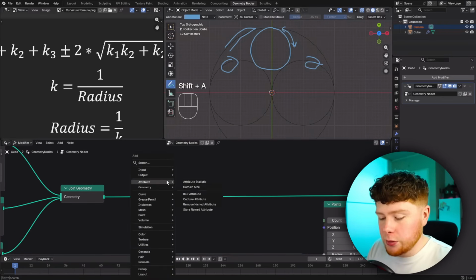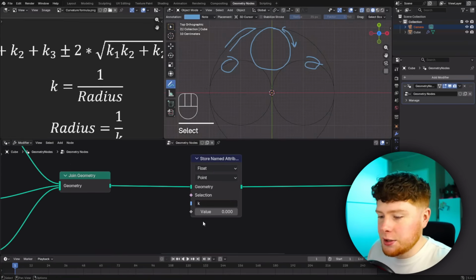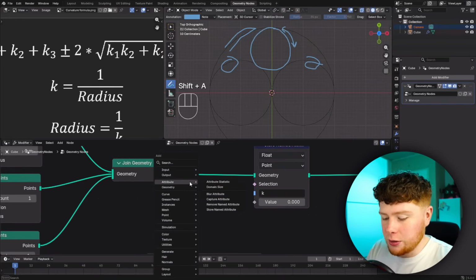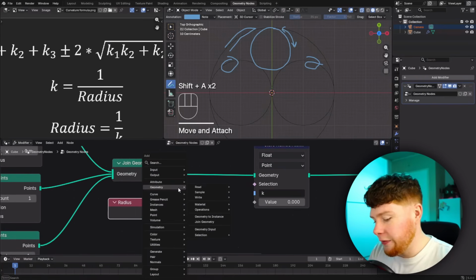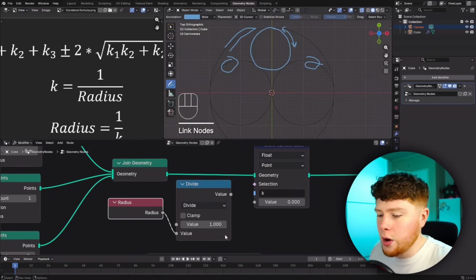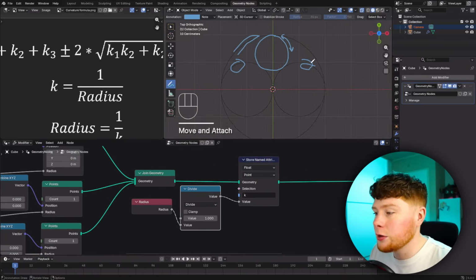And we're going to do that by doing a store named attribute node, which we set on k. And you see this k value should be 1 divided by the radius of that circle. So let's do a radius node with also a math node set on divide. And let's do 1 divided by that radius. And then we have calculated the curvature for those points.